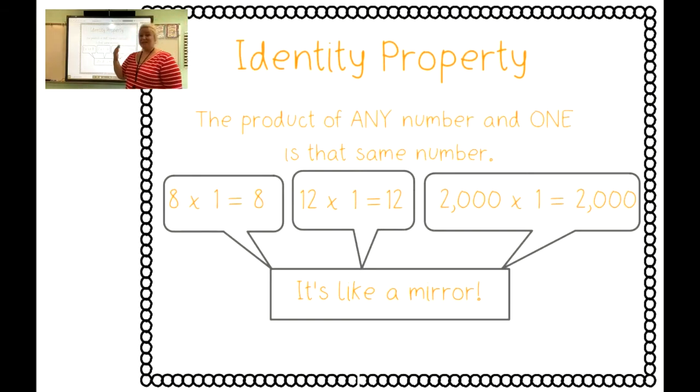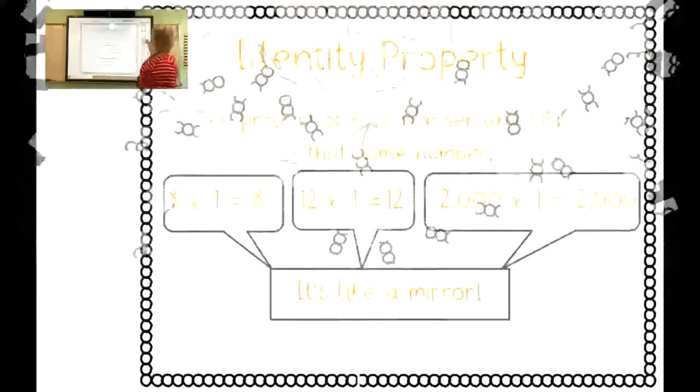So let's look at these examples. 8 times 1 is 8. 12 times 1 is 12. 2,000 times 1 is 2,000. Any number times 1 is going to be that same number. And imagine yourself like looking into a mirror.